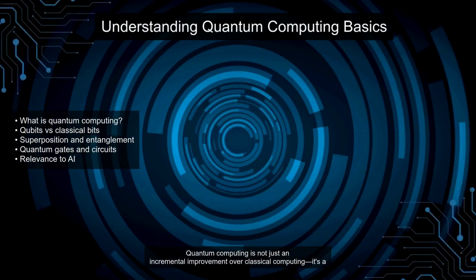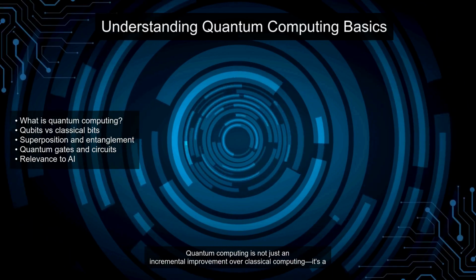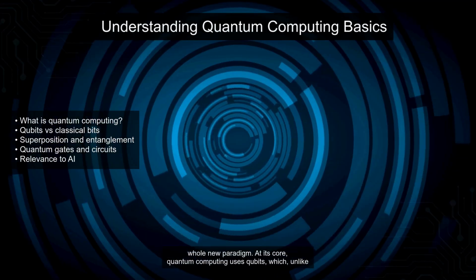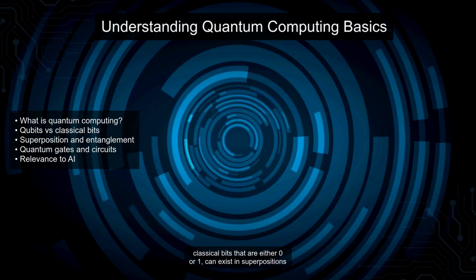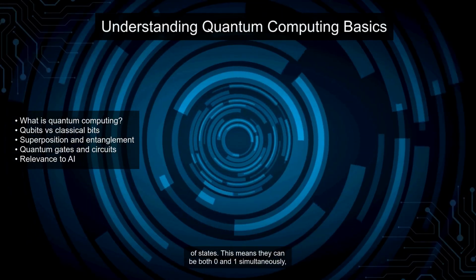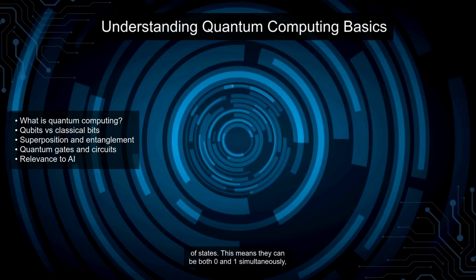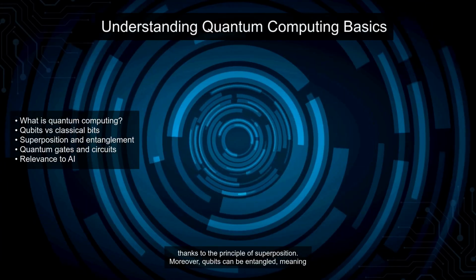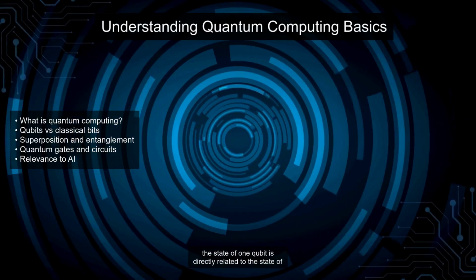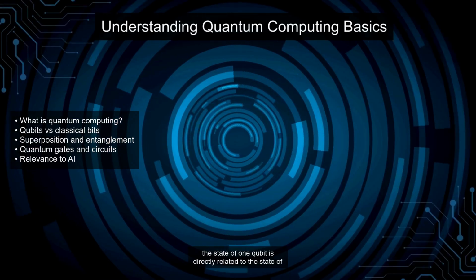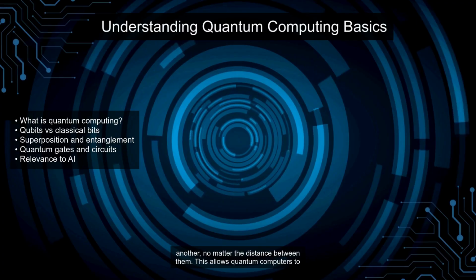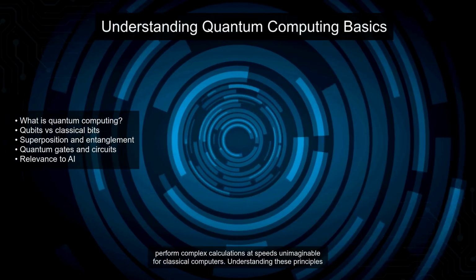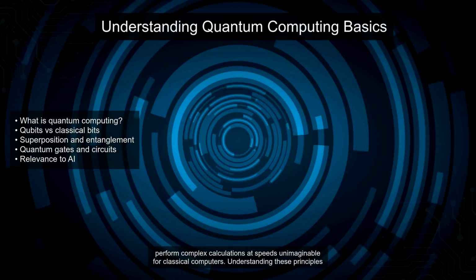Quantum computing is not just an incremental improvement over classical computing, it's a whole new paradigm. At its core, quantum computing uses qubits, which, unlike classical bits that are either 0 or 1, can exist in superpositions of states. This means they can be both 0 and 1 simultaneously, thanks to the principle of superposition. Moreover, qubits can be entangled, meaning the state of one qubit is directly related to the state of another, no matter the distance between them. This allows quantum computers to perform complex calculations at speeds unimaginable for classical computers.